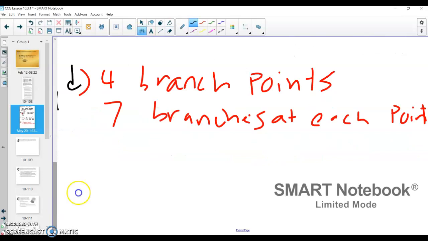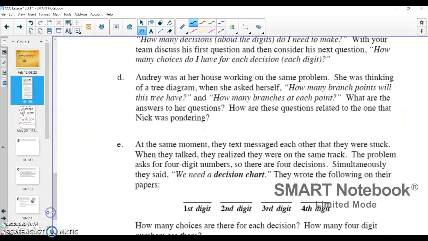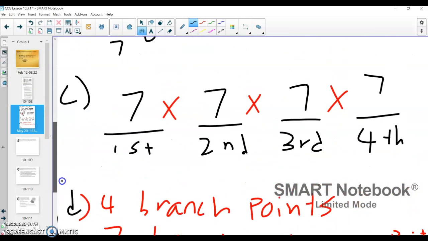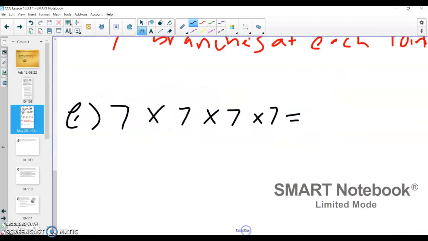Okay, D, and then we have E, I believe, right? Yes. All right, and so looking at my decision chart, I'm going to do 7 times 7 times 7 times 7, and that's going to give me my number of decisions here. And so 7 times 7 times 7 times 7 gives me 2,401 possible number combinations when you're talking about 4-digit numbers, and each digit can be 1 through 7 without repeating.